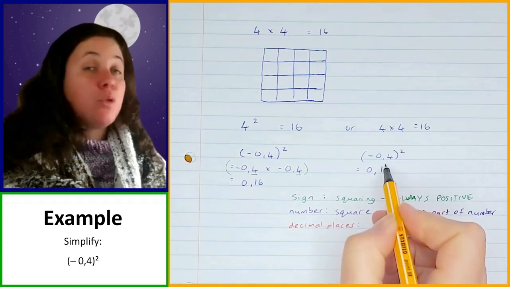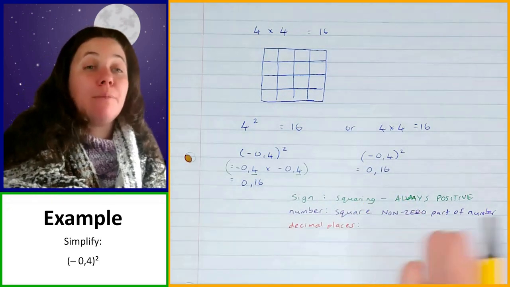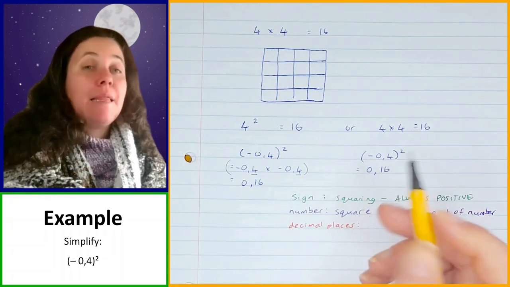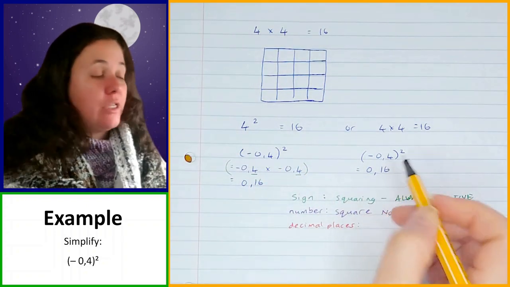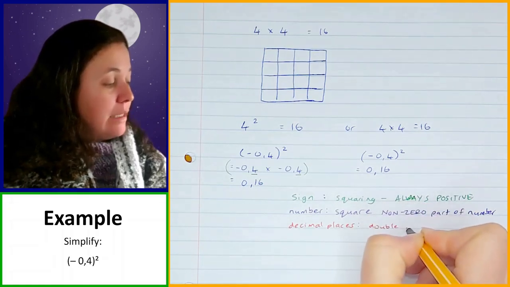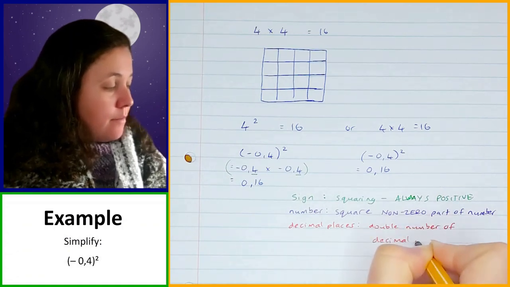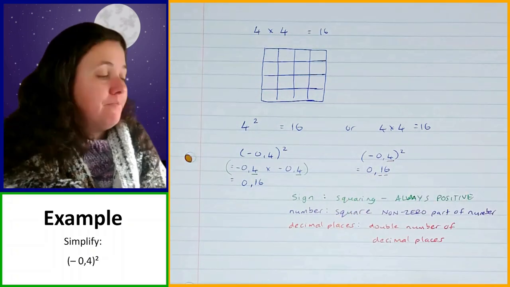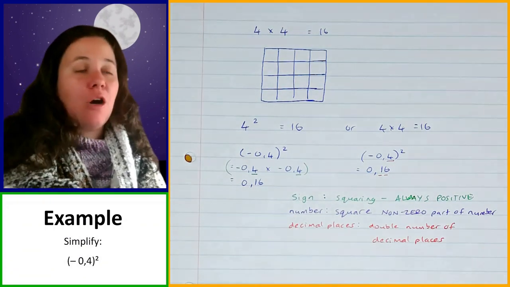we are going to, because we're squaring, that means that we're multiplying it by itself. So we're multiplying by something else that has the same number of decimal places. And then when we add the decimal places together, it's the same as just doubling the number of decimal places that we have here to start with. So for our decimal places, we double the number of decimal places. So in this case, there was 1, so now there's 1, 2. We double it. Okay, so that's what we do when we are squaring our decimals.